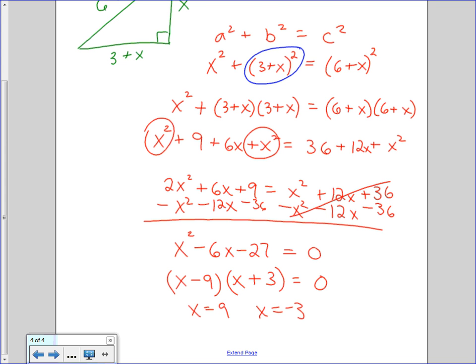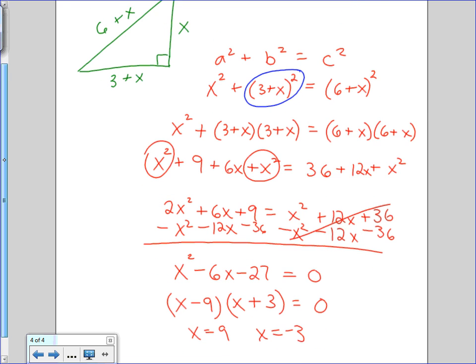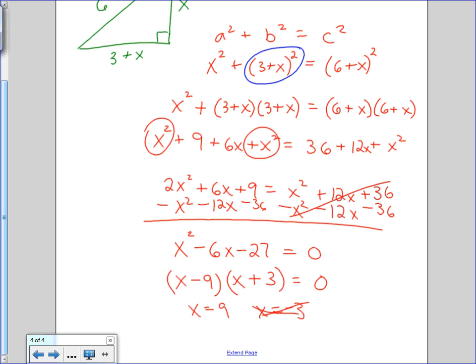Go back up to your question and see if both of these answers make sense or if only one of them does. Because x represented the length of the side of a triangle, the negative answer does not make sense. And therefore the length of the shorter leg, which was x, is just 9. And that is all.